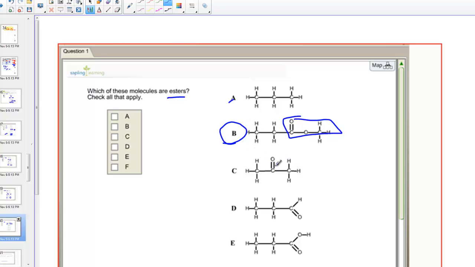Now look at here. C double bond O, not next to an O, so that does not meet the criteria. C double bond O, but no other oxygen, so that's a no. C double bond O, but the oxygen is not attached to another carbon, so this is what we called a carboxylic acid. That's not an ester. And letter F, COC, does not have a C double bond O, and therefore it does not meet the criteria.